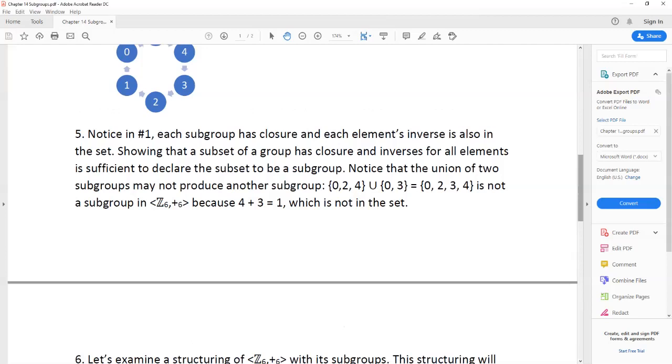For example, if you take the set containing 0, 2, and 4, that would be a subgroup of Z6. Also, 0 and 3 is a subgroup, but the union produces 0, 2, 3, 4, which is not a subgroup. For example, if you add 4 plus 3, you get 7, which is equal to 1, and 1 is not in the set. So the union of subgroups is not necessarily a subgroup.